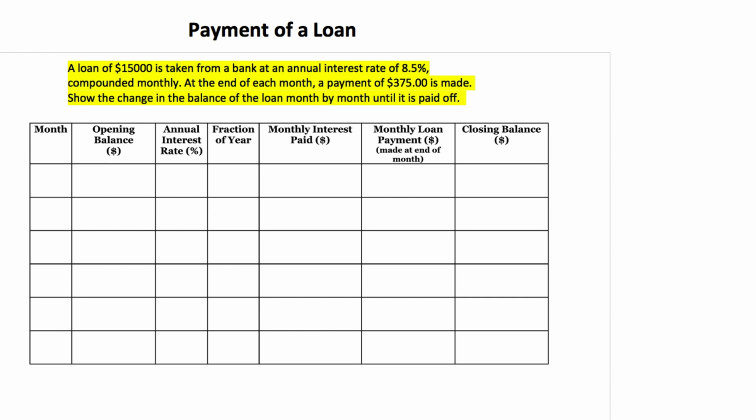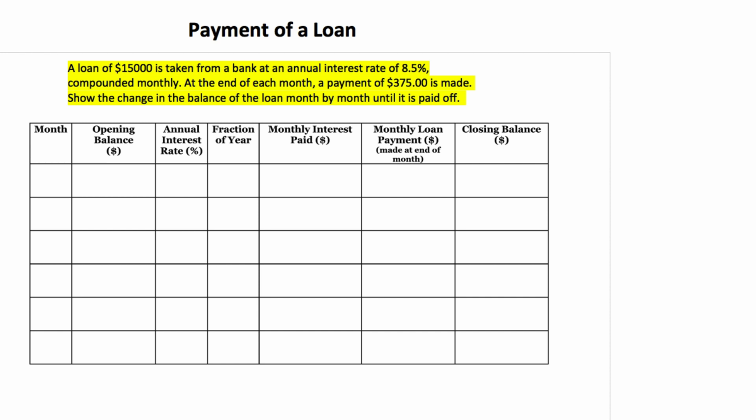They go to the bank, they take that out. The terms of the loan are that the interest rate is going to be 8.5% annually, compounded monthly, and payments are going to be made to pay back that loan. And the way that generally works is when you get your loan, at the end of the first month, you will make your first payment. In this case, they're paying $375.